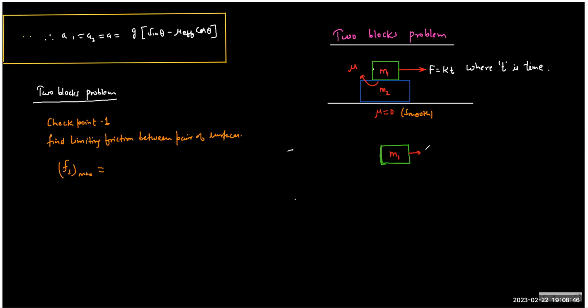So it is experiencing force kt, and because the tendency is to go right, it will experience friction on the left, and the M2 will experience the friction on the right, and it will experience the normal here and the normal here, and it will experience the gravity. So what is the limiting friction value between the blocks?